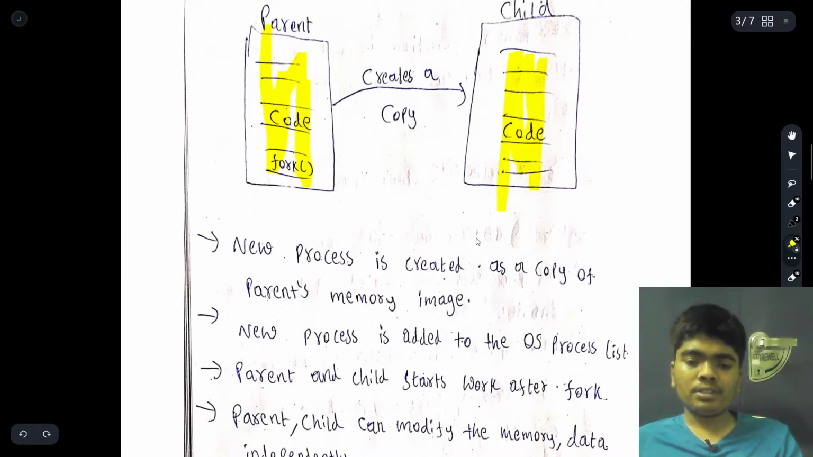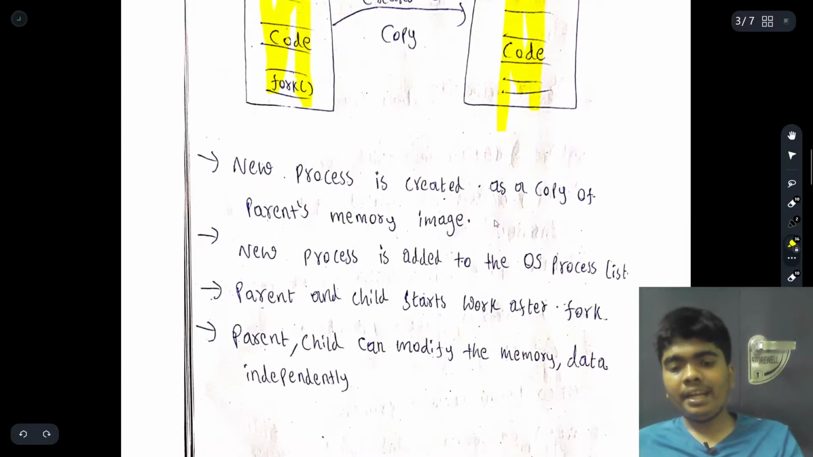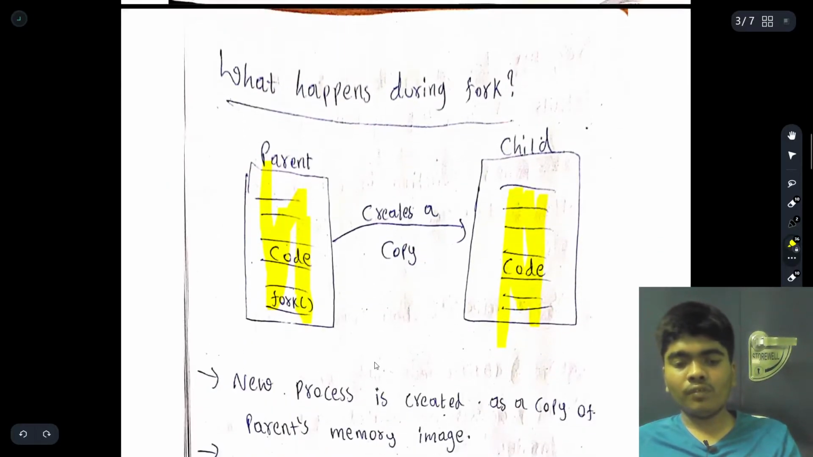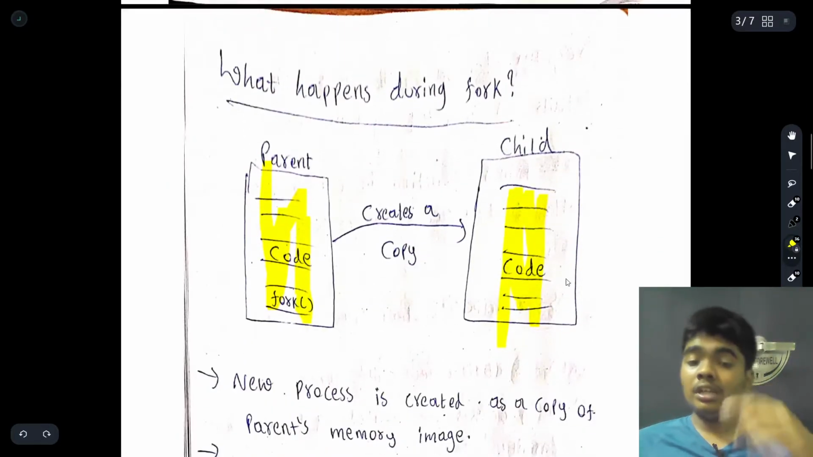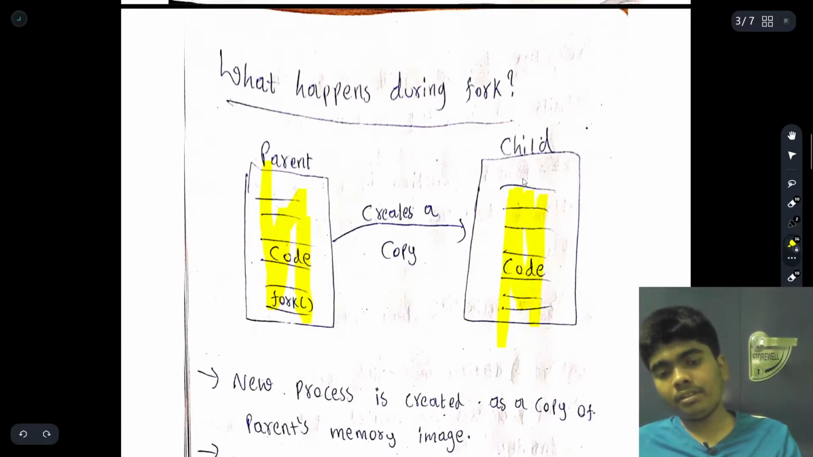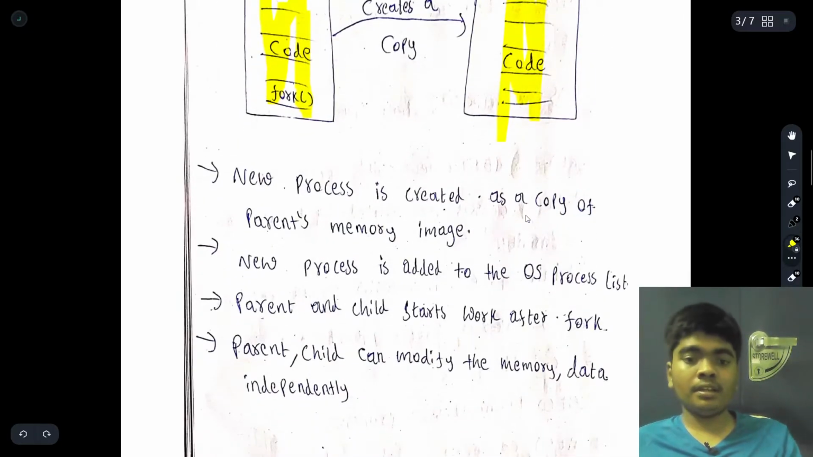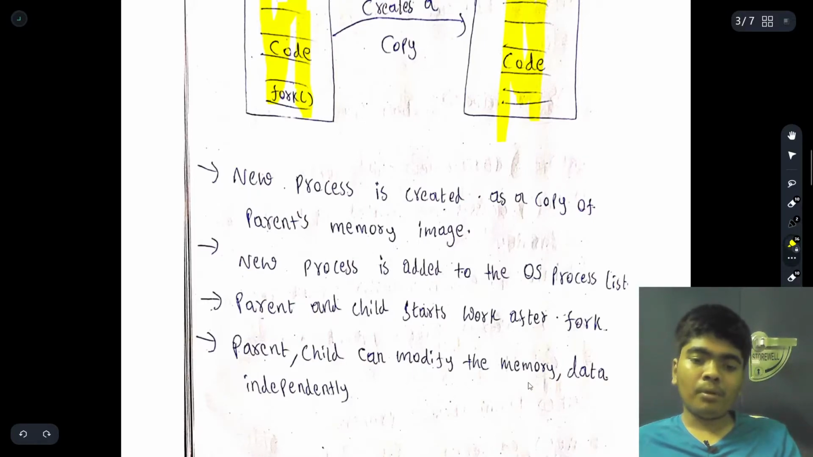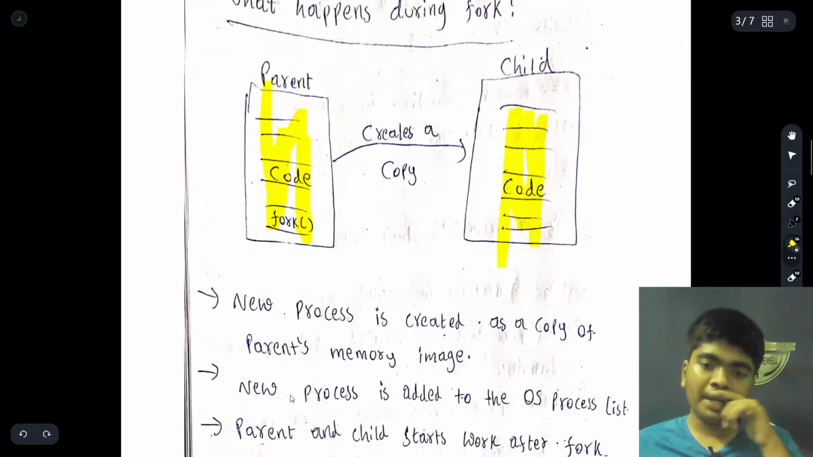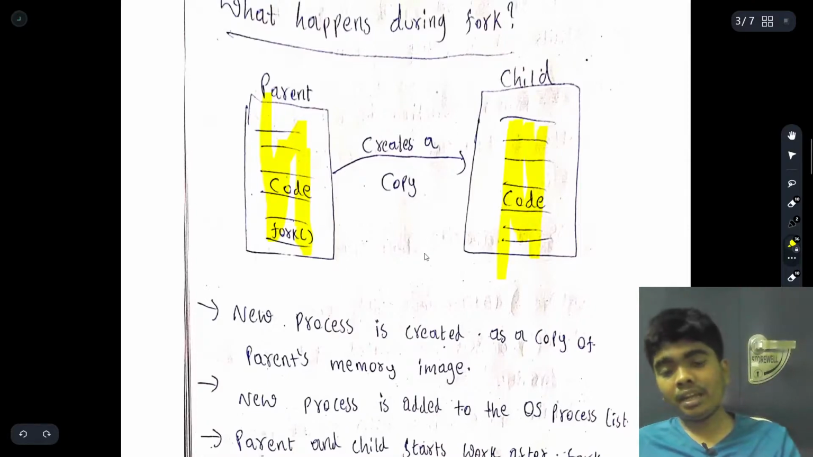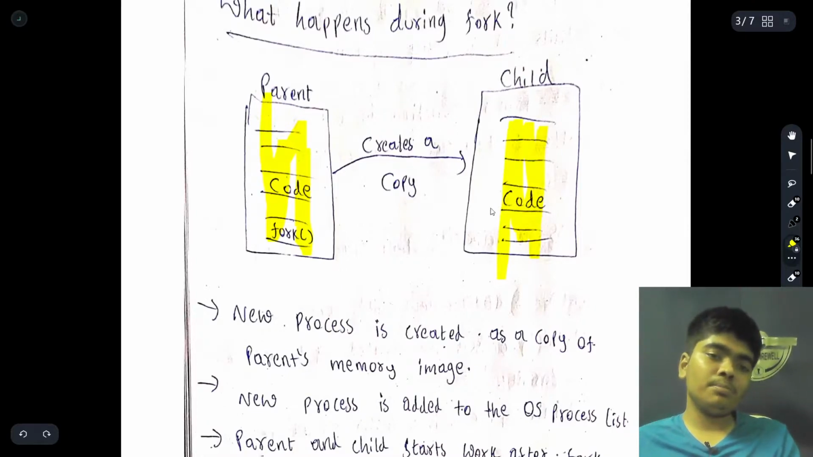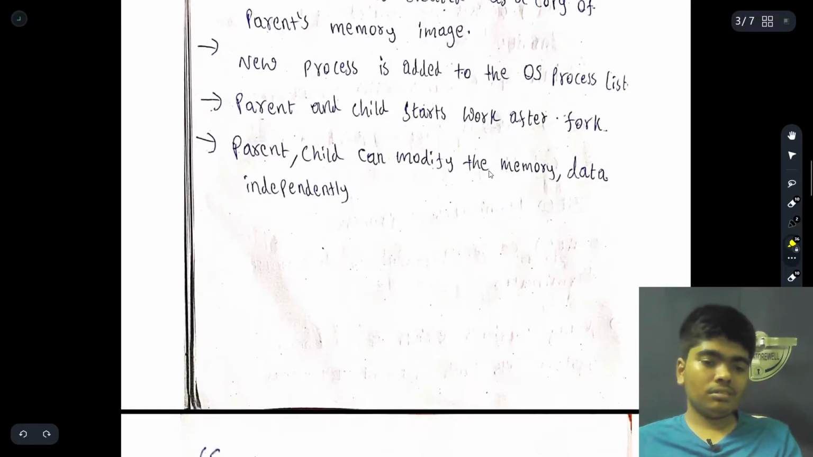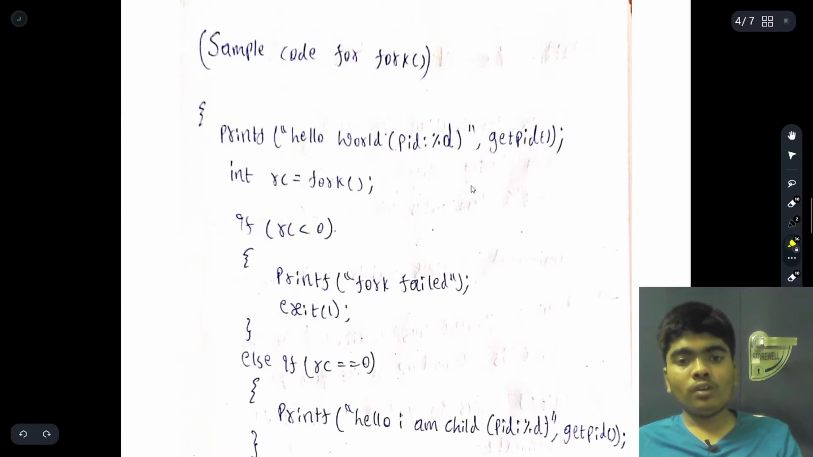The new process is added to the OS process list. The parent and the child start working after the fork command gets executed. Parent and child can modify the memory and data independently. So the memory and the data can be changed independently in both parent and child. Now, a sample code for fork.